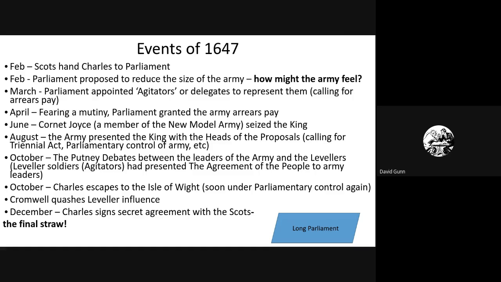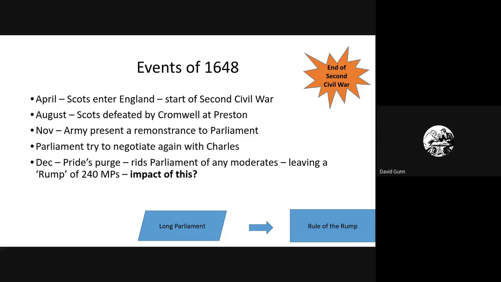Charles signs a secret agreement with the Scots, so that's like the final straw. Charles can't be trusted. In 1648, Scots enter England, and this starts the Second Civil War. They're defeated quickly by Cromwell at Preston, and again the army present a remonstrance to Parliament, so they're calling for changes to government. You can see the army getting involved in politics again.